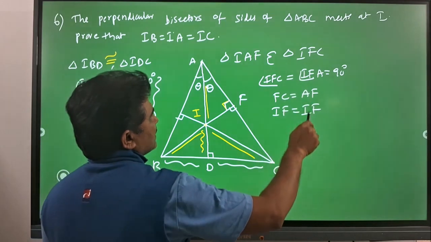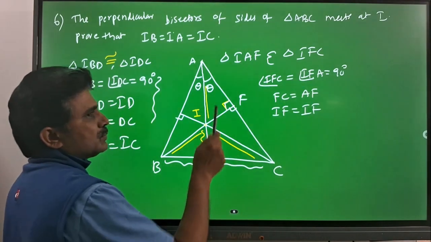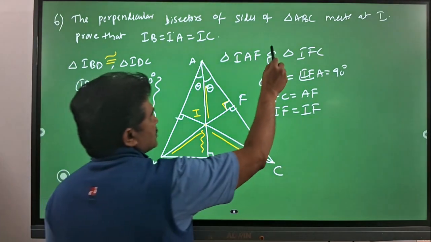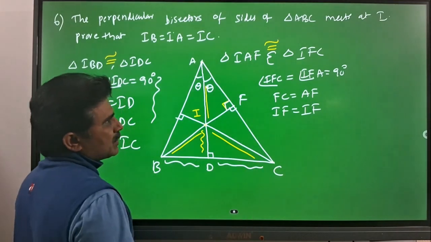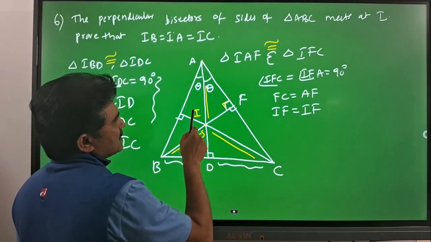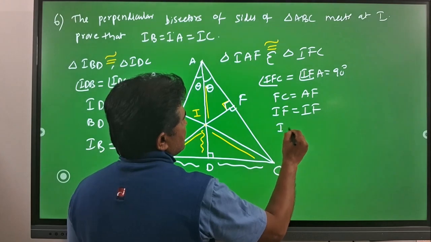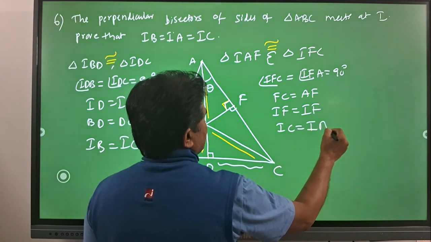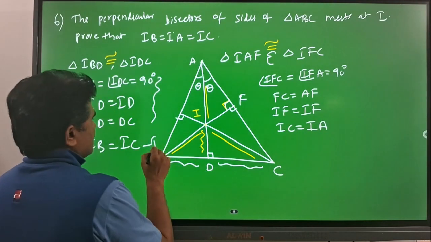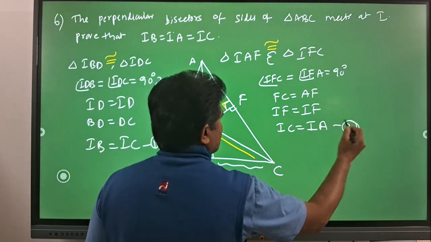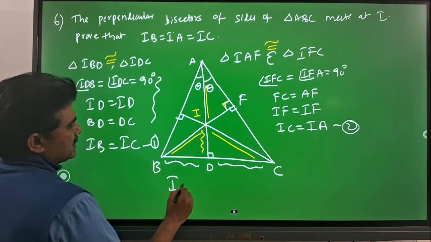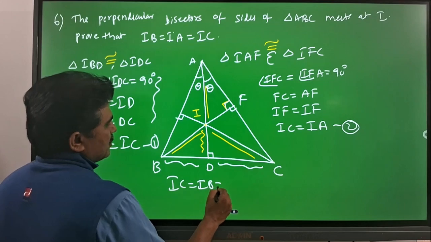So we have three equalities for those two triangles, which means those two are congruent. When those two are congruent, the respective sides, the respective hypotenuses, are equal. That means IC is equal to IA. This is equation 1 and this is equation 2. Based on 1 and 2, we can write IC is equal to IB is equal to IA.